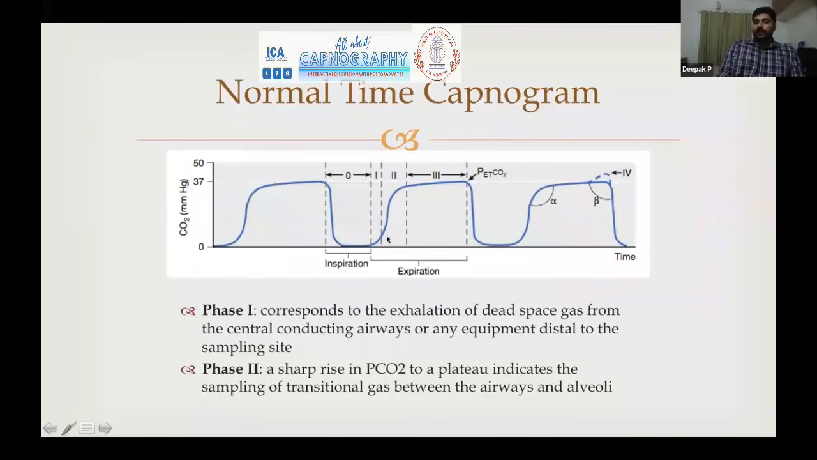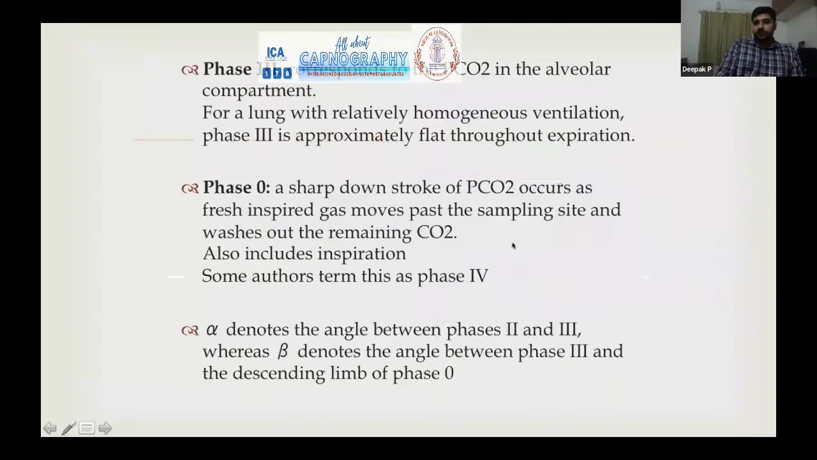So we have 4 phases: an initial starting, where we have dead space gases coming out, then expiratory upstroke, where there is transitional airways up to the respiratory bronchioles, a phase 3 or a plateau phase, where the alveolar gases are shown, and a phase 0 or phase 4, where there is a rapid downstroke and inspiration.